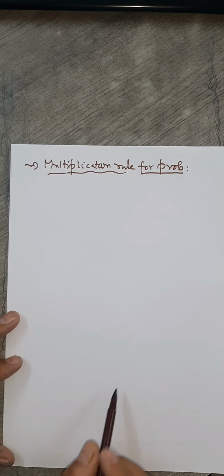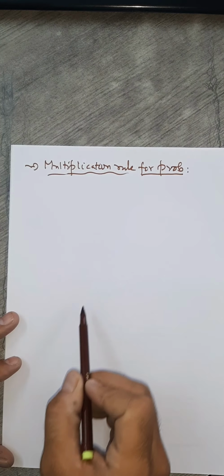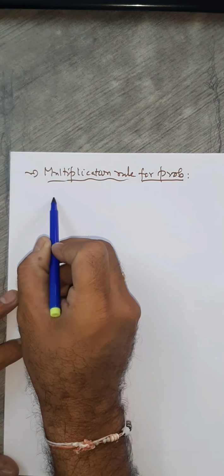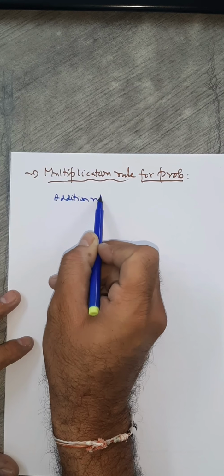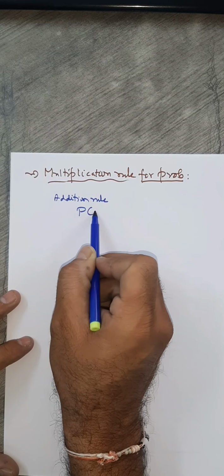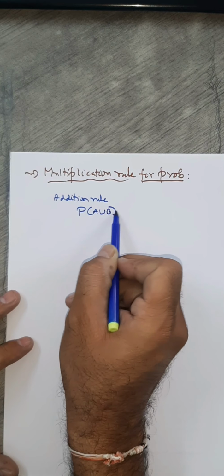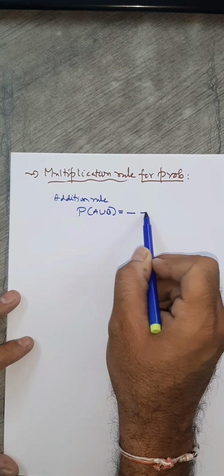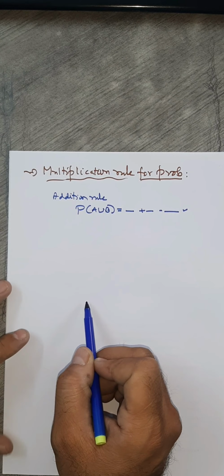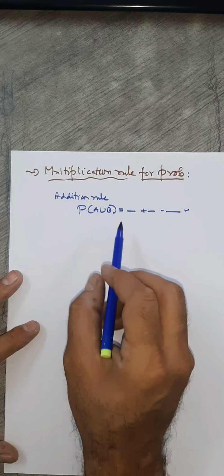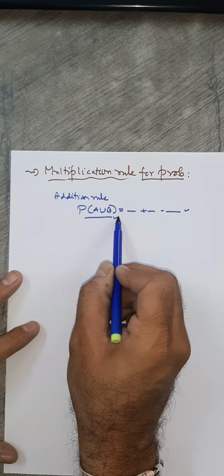So next we have the multiplication rule for probability. Addition rule for probability is for the probability of the union of two events, which is P of A plus P of B minus P of A intersection B, which we have discussed earlier even in 11th standard.